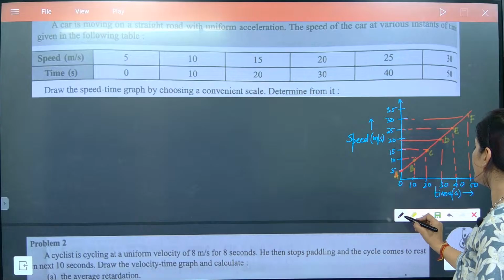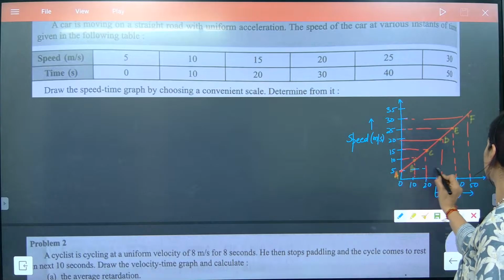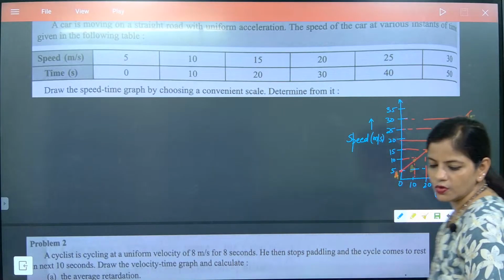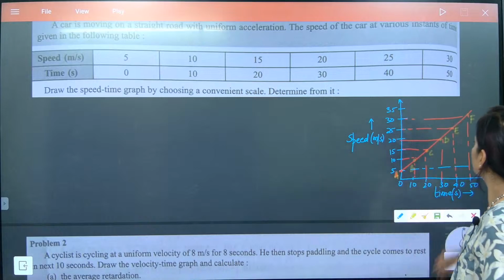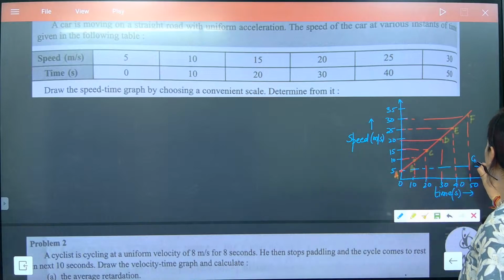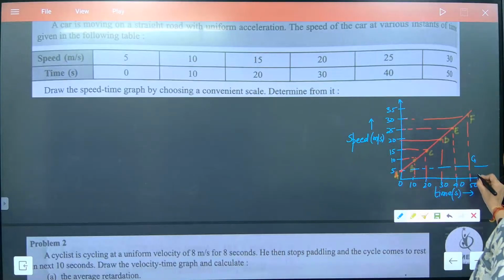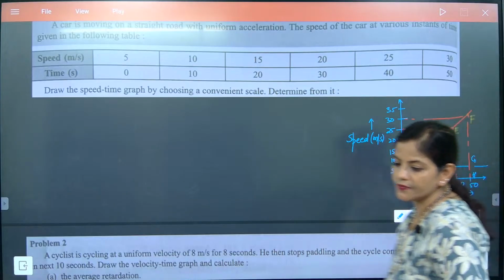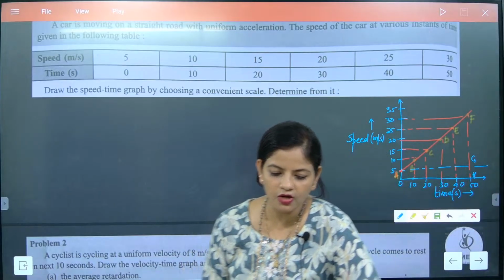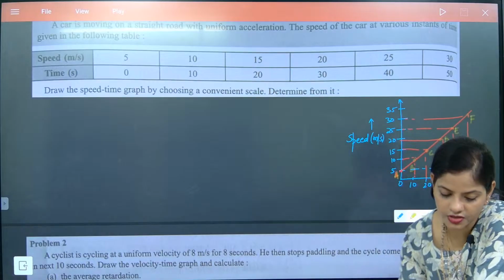We'll draw the dotted lines. Done. Note down first with it. So this we are going to join. This point will be considered as G. This point we are going to take as H. So done everything. Once we have done this part, now get ready, beta. Get ready for the questions.